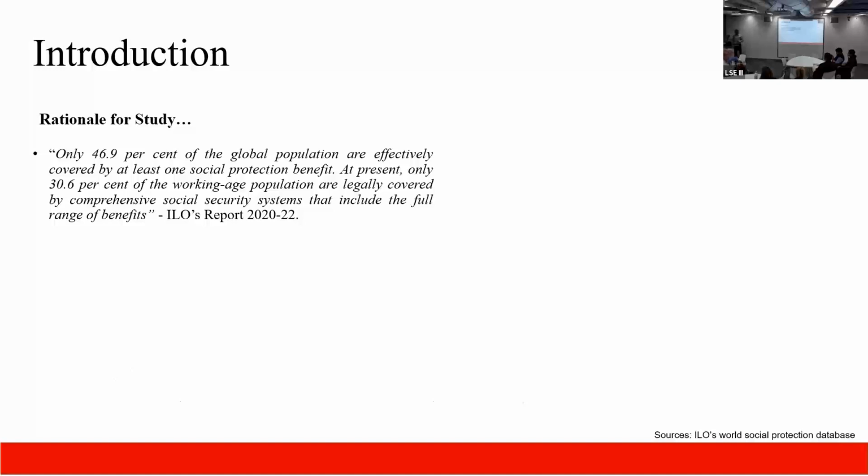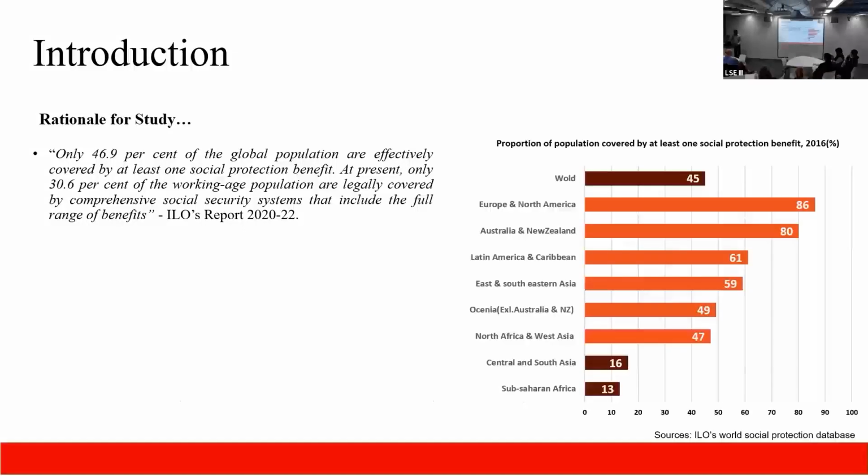According to the ILO's report 2022, only around 47% of the population has at least one type of social protection extended. So there is a huge gap in the coverage of social protection globally. Worldwide there is again a disparity in coverage. The worldwide average is around 45% to 47%, but if we look at Central and South Asia and Sub-Saharan Africa, the percentage is abysmally low. Only around 16% and 13% of the population has been covered, which underlines the importance and necessity of having social protection systems in place.